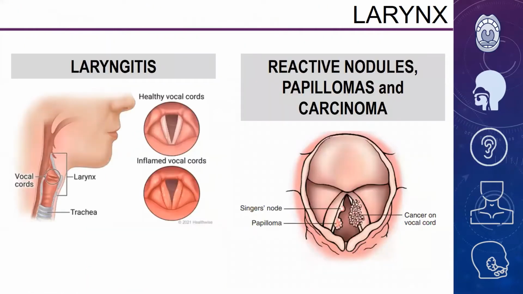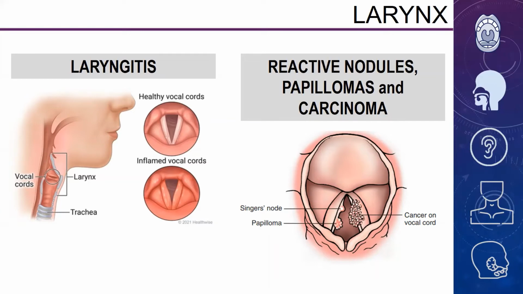Next, we have laryngitis. Laryngitis may occur as the sole manifestation of allergic, viral, bacterial, or chemical insult, but it is more commonly associated with generalized upper respiratory tract infection, heavy environmental toxin exposure, or GERD, or gastroesophageal reflux, due to irritating effects of gastric contents.